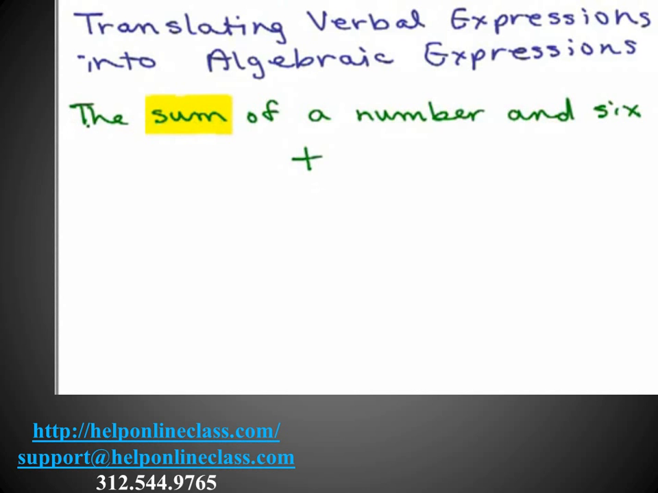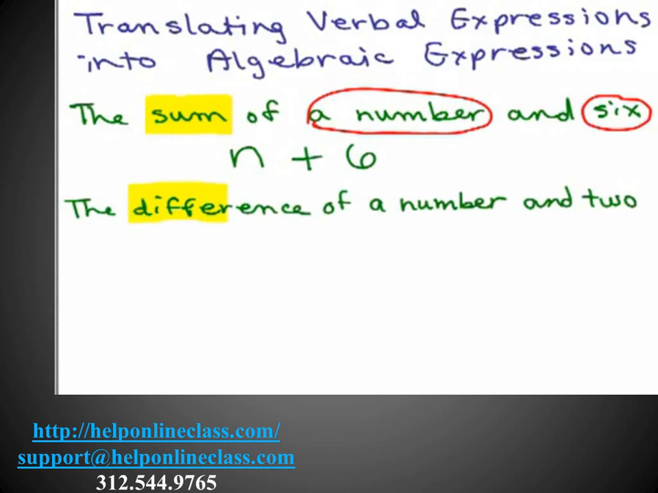So if we read this, the sum of a number and 6. Makes sense. If you have a sum, you've got two things. So the two things we have is we've got a number and 6. Usually it's separated by that word and. Okay? So what do we call the number? Well, let's just use a variable. I'm going to use n for number. So we could write n. That's one part of the sum, and 6 is the other part of the sum. So that's how we would write the sum of a number and 6.